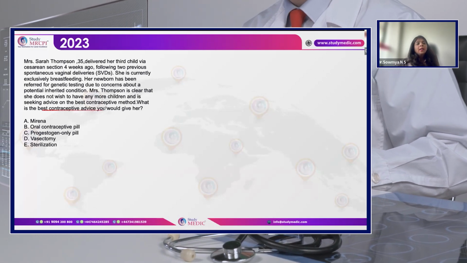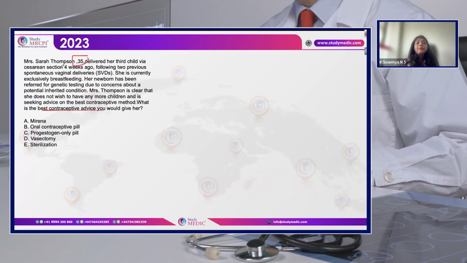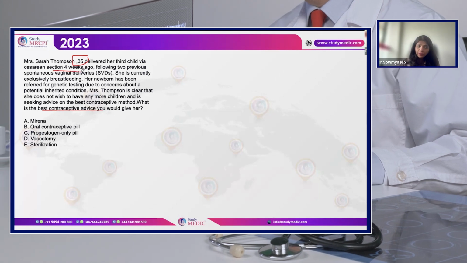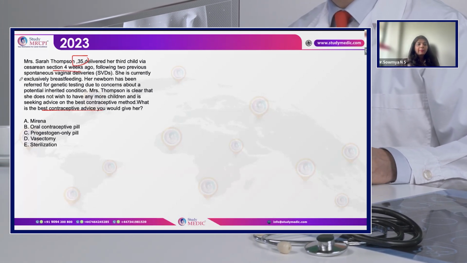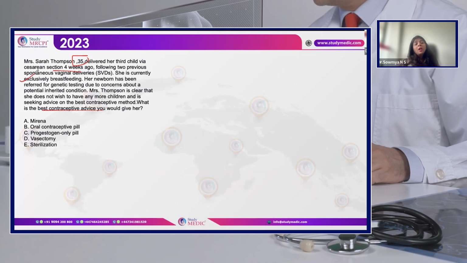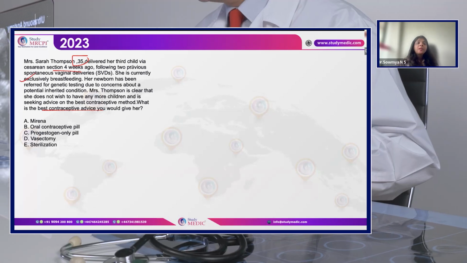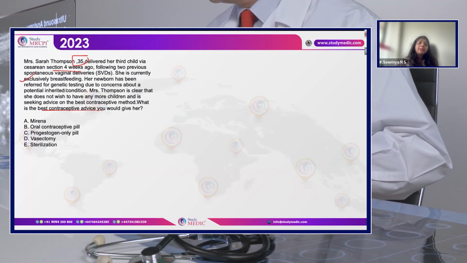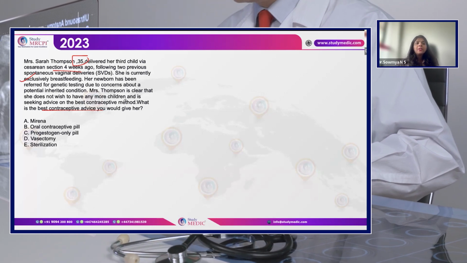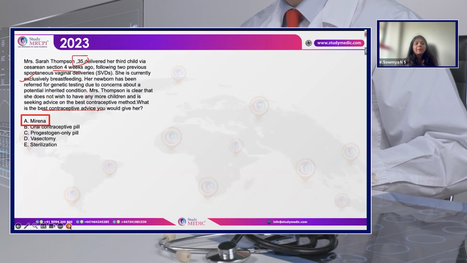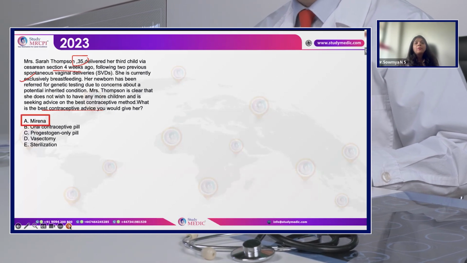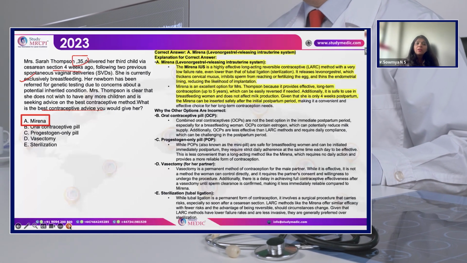Let's see this. Best contraceptive advice, 35 years, delivered the child by cesarean section 4 weeks ago. Previous normal deliveries, currently exclusively breastfeeding. Okay, this is what I'm interested in. 4 weeks, breastfeeding. Newborn has been referred for genetic testing due to concerns about a potential inherited condition. She doesn't wish to have any children in this gap. So what is the best bet? Obviously, the best bet would be Mirena because 4 weeks have gone.